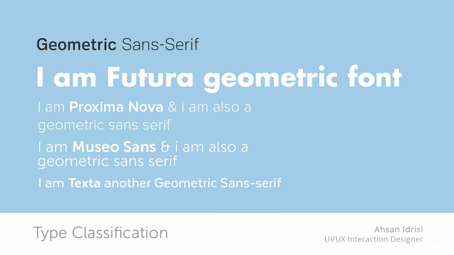Okay, you can see here we have the first font. First example is Futura, and you can see the O's and the E's, they are almost a perfect circle. Now if you look at this Proxima Nova font, it is very popular. It is also geometric. If you look at its O and E's, they are almost the perfect circle. Museo Sans is also geometric. You can see how they are built. Their letter C is also built on a perfect circle.